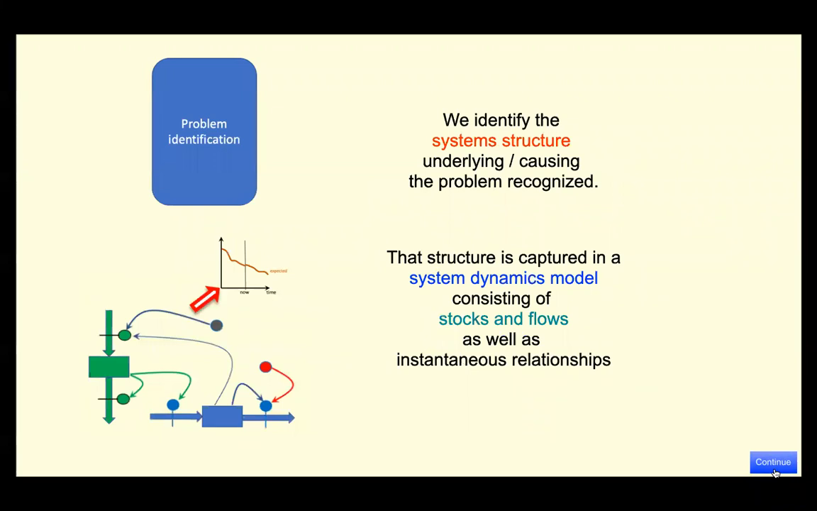We identify the problem by finding the system structure underlying or causing the problem that we've recognized. In part, this is done in communication with a variety of experts and stakeholders, commonly by way of group model building sessions. That system structure we capture or represent in a system dynamics model that consists of stocks and flows, as well as a variety of time-consuming and instantaneous relationships. Such a model constitutes our hypothesis. It explains what we believe is the structure underlying the current problem.